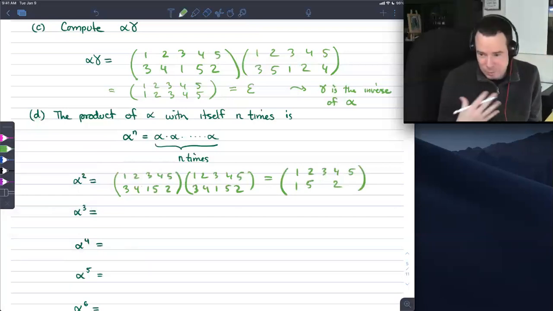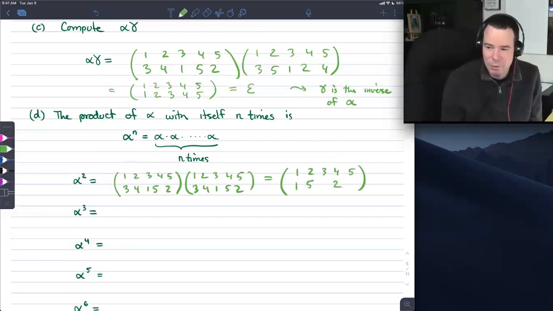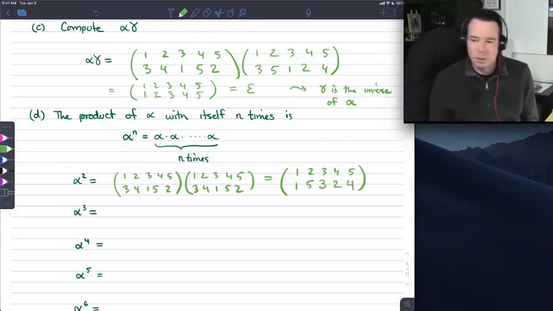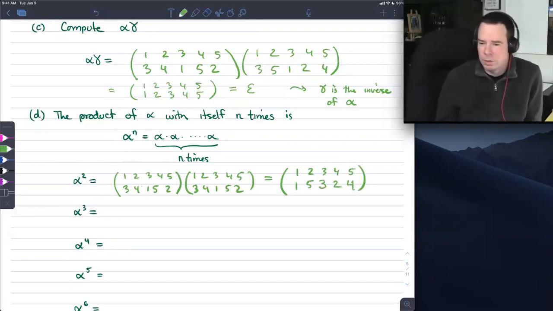So it's got to be bijective. All the numbers have to appear in the second row. So if you get them duplicating up, it means you made a mistake. So I'm going to recheck that 3. 3 goes to 1, 1 goes to 3. So 3 goes to 3. 5 goes to 2, which then goes to 4. So there is our alpha squared permutation.